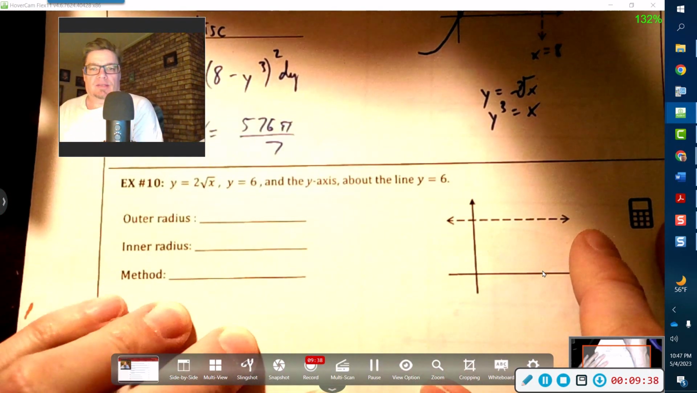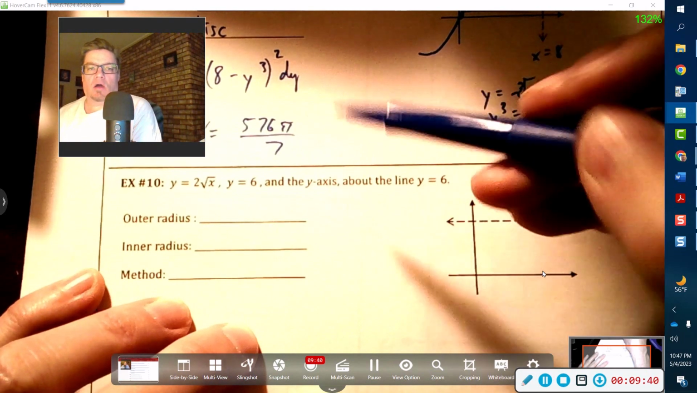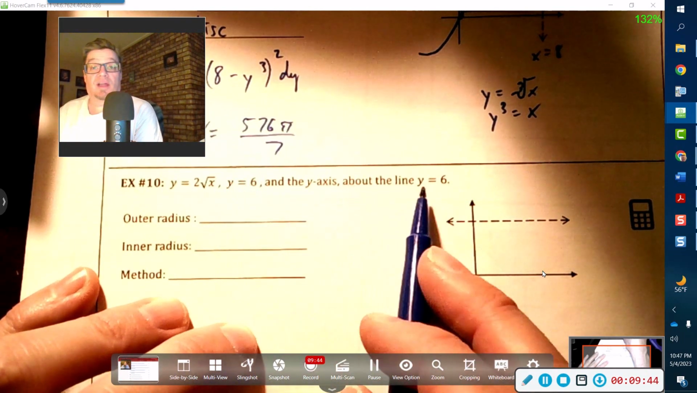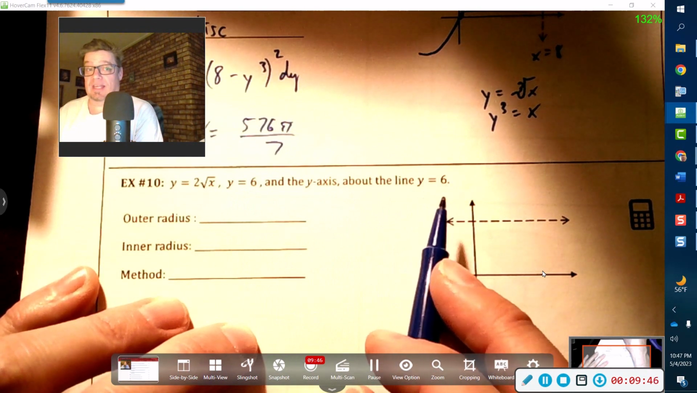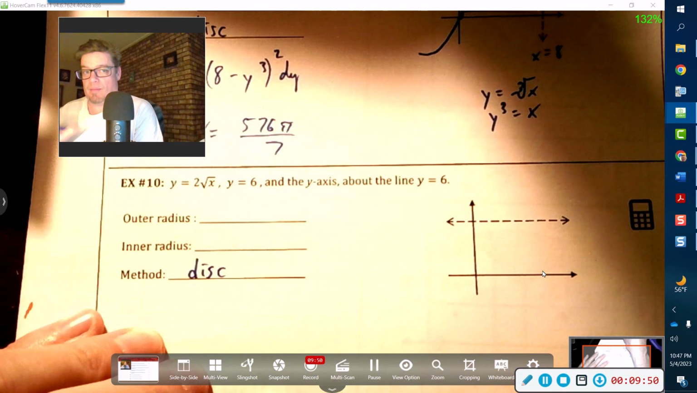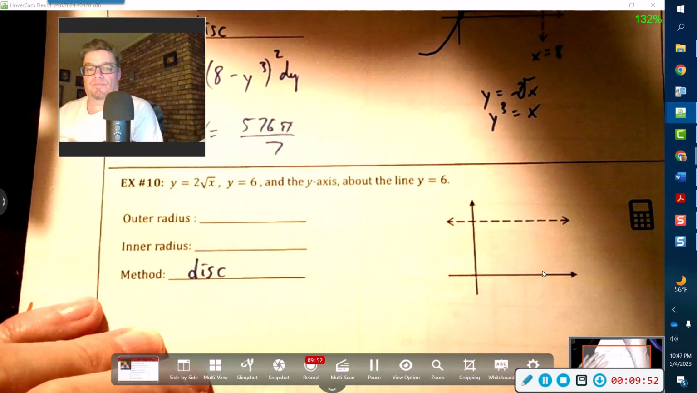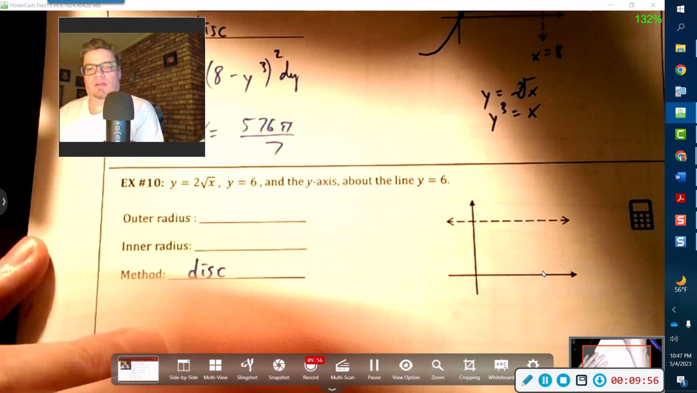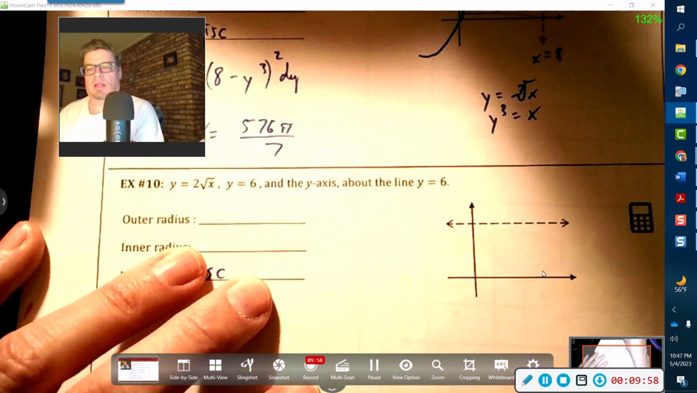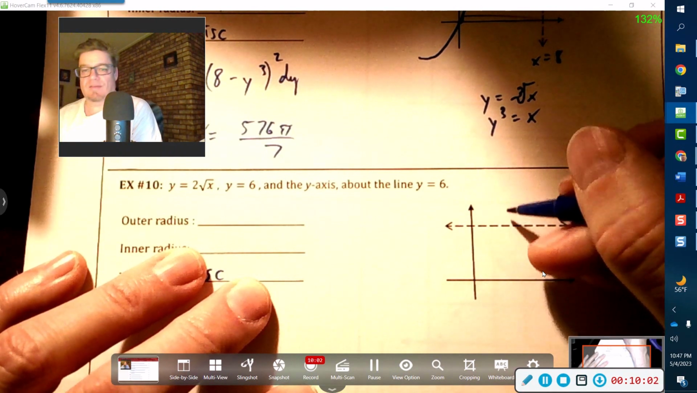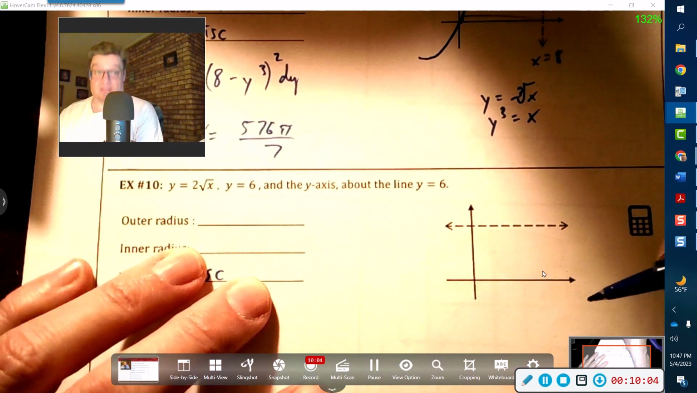All right. So we've got y equals 6, and we're revolving about the line y equals 6. There's no gap, so that's great. Now we just have to orient ourselves. We know that this is a horizontal line, and we're spinning this way. So this means that we would have a dx slice.